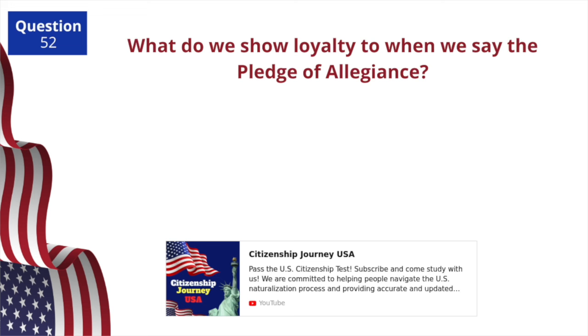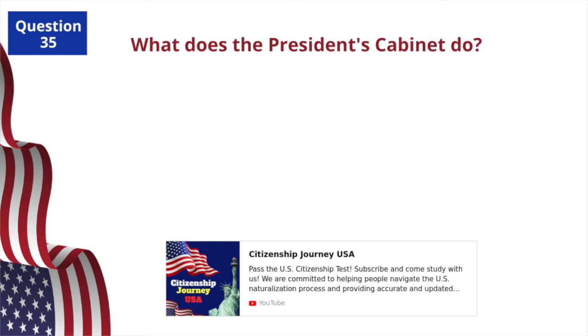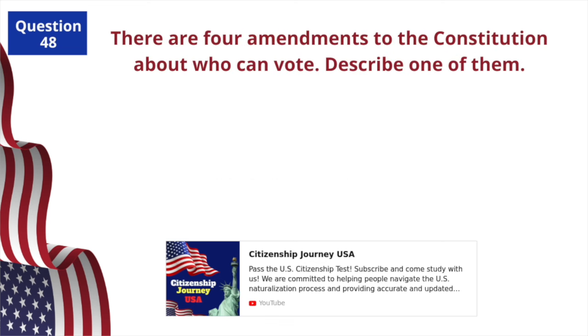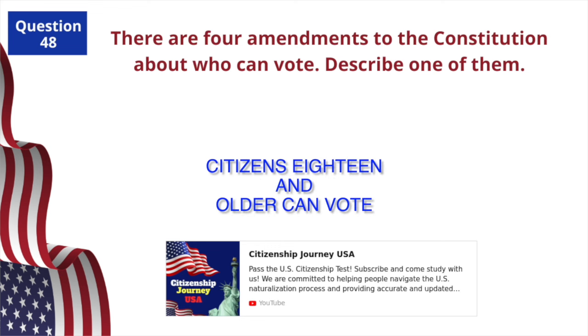What do we show loyalty to when we say the Pledge of Allegiance? The United States. What does the President's Cabinet do? Advises the President. There are four amendments to the Constitution about who can vote. Describe one of them. Citizens 18 and older can vote.